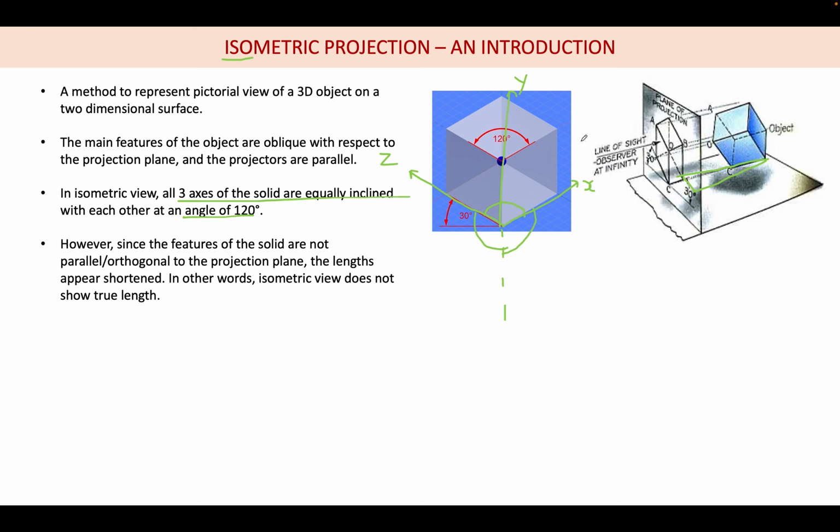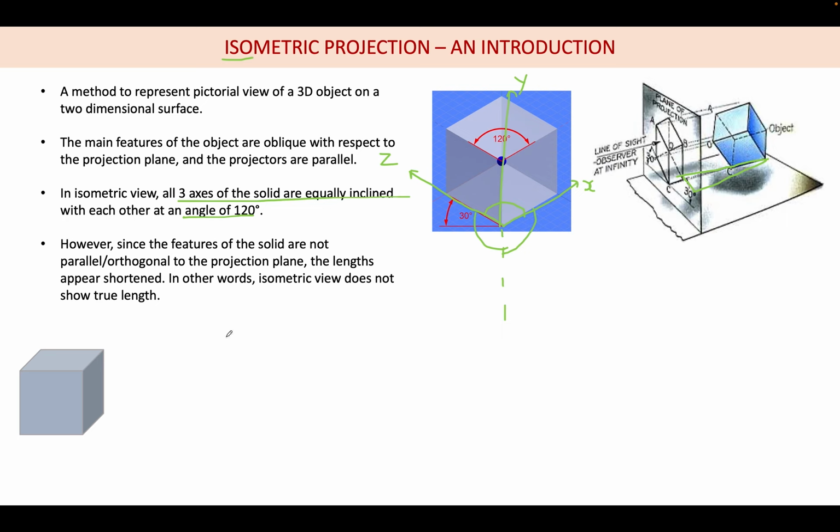But one disadvantage is that the length will not be the same. Suppose this is 5 mm in real life, but when you try to measure it in this view, it will not be 5 mm, it will be something else. That is because of the angle of projection. Because it is not orthogonal or parallel, there is some reduced length. So that is the issue.